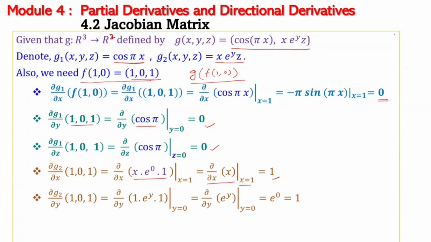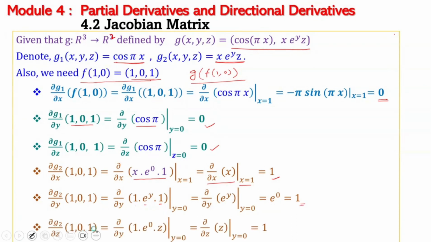Next we will take it with respect to y. Again from this part we have x is 1, y as it is, and z is 1. So the derivative with respect to e to the power y, with y equal to 0, will become e to the power 0, which is equal to 1. And the last one is with respect to z, with the repeating process, you will get the derivative del z, and z is equal to 1, and then the derivative is equal to 1.